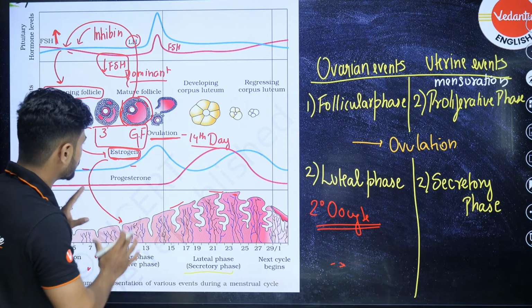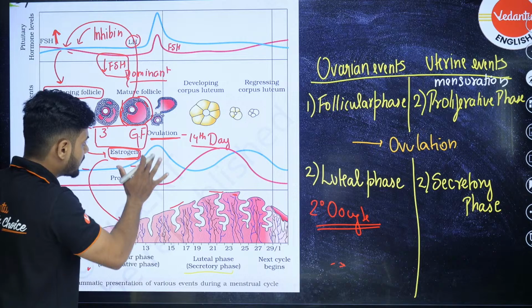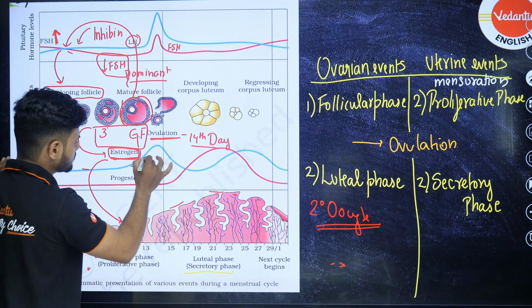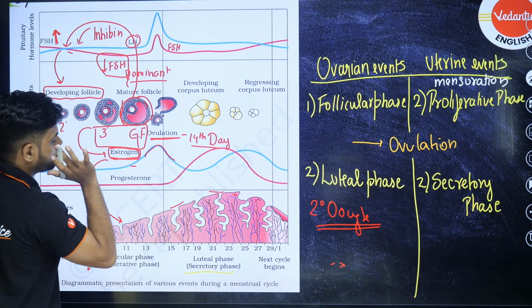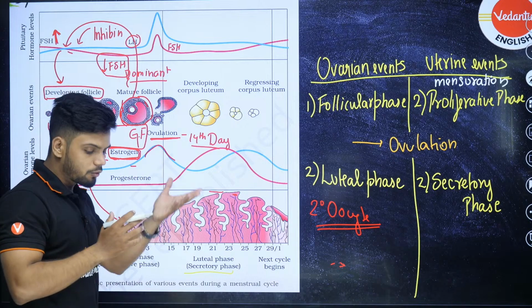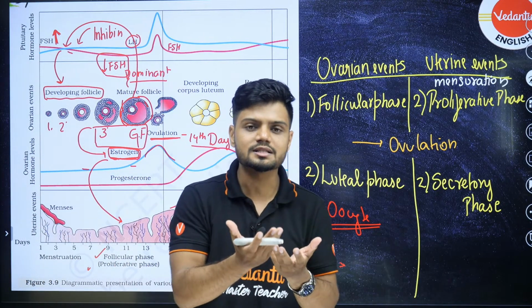Now, ovulation is happening, and can you see there's not much change here? There is only an increase in the level of estrogen because of the follicle. Now, once the ovulation is taking place, the oocyte is released.